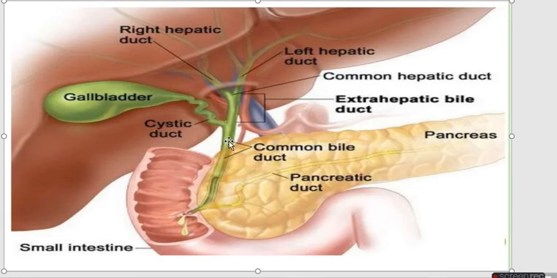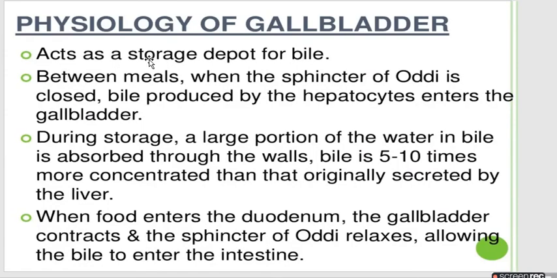If the stone is in the CBD, we will not do elective laparoscopic or open surgery; we will order ERCP for the patient. In ERCP, we pass a tube from the mouth through to the duodenum and into the CBD, and take the stone out. So this is about the basic anatomy, how the stone is present and how the biliary system is formed. Next is the physiology of the gallbladder. In my next video, I will talk about the physiology.